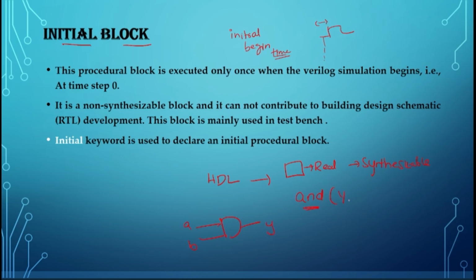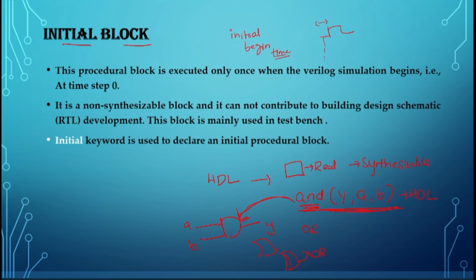Y comma a comma b. You're writing this logic. So whenever you write this logic in your hardware description language, what does it mean? As soon as you write this particular logic, that AND gate will be converted into real hardware. Like this AND is converted into the AND gate here. Similarly, OR is converted into an OR gate, and XOR is converted into an XOR gate. Anything which can be converted into hardware is called a synthesizable thing.